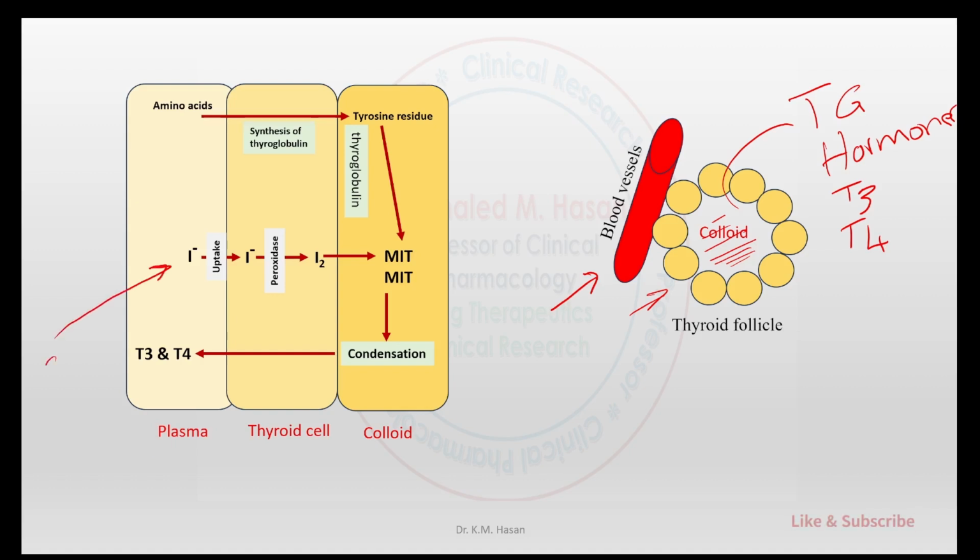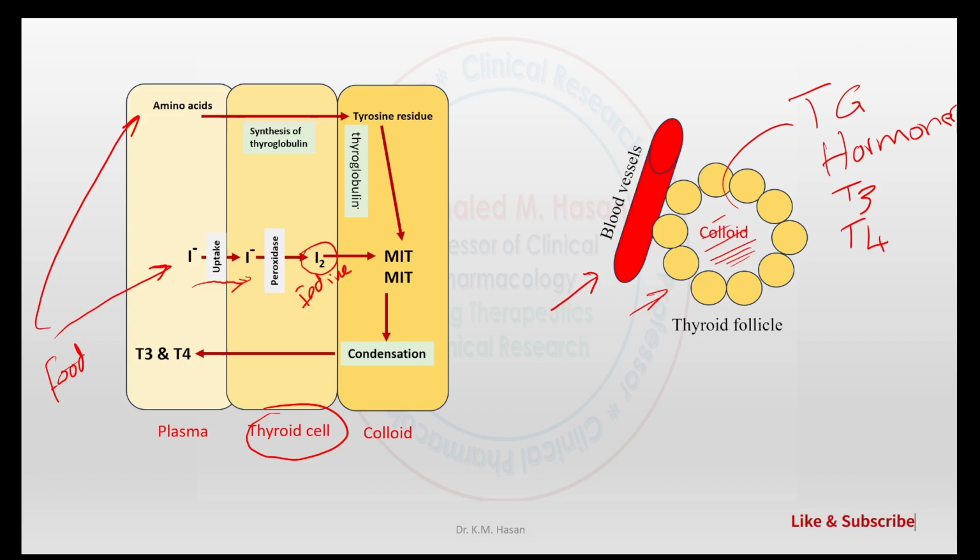through the food or the GI system we are provided with iodide, and our food also provides amino acids. Now amino acid and iodide are taken up by the thyroid cells, and iodide uptake, as you can see here. Then under the enzyme called peroxidase, iodide will be oxidized to form iodine. So we have here iodine.